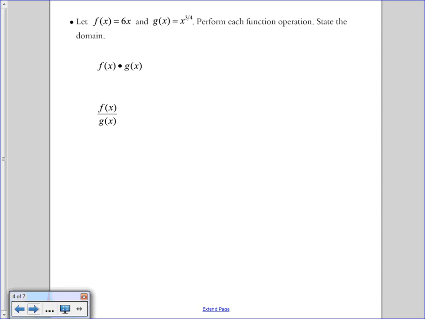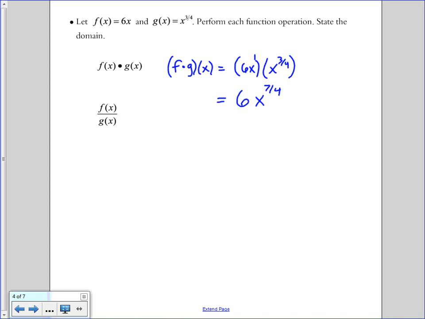Multiplying and dividing maybe gets a little bit more complicated. I've got a new f of x and g of x function up at the top. When I'm asked to multiply them, I've got f times g. It's like taking 6x and x to the 3/4 and multiplying them. You can show the work if you need to. The rule for exponents is that when you're multiplying two expressions together, you can add their exponents. So 1 plus 3/4. I'm mentally getting a common denominator, which will be 4/4 plus 3/4. So it becomes 6x to the 7/4 power.